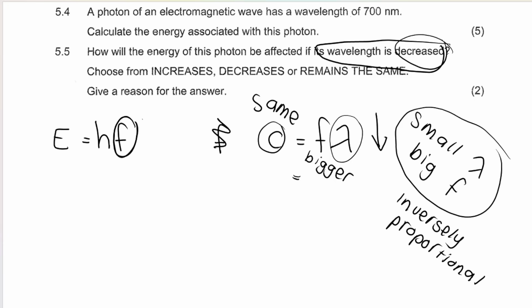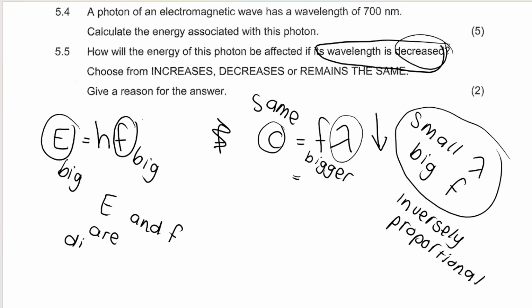And if frequency is big, energy is big. The reason why is that energy and frequency are directly proportional. I did mention that earlier on as well. I said if you have a high frequency, like gamma rays, you have a high energy, which means you're quite dangerous. So if I decrease the wavelength, frequency gets bigger, which means energy gets bigger. Okay.